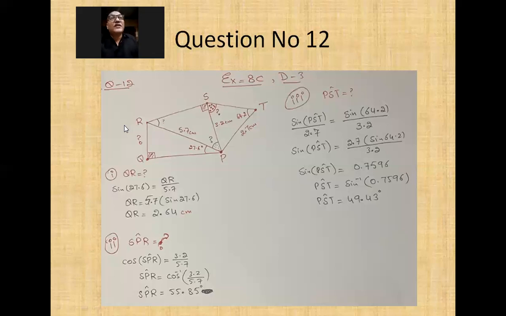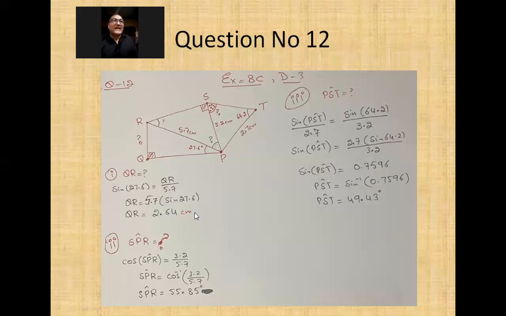So the ratio of the perpendicular and the hypotenuse is sin theta. So sin theta equals the perpendicular divided by the hypotenuse. Just put those values here. Sin 27.6 equals the perpendicular, which is QR, divided by the hypotenuse, that's 5.7. If you make QR alone, the 5.7 will go on the other side and multiply. So in your calculator, you will write 5.7 multiply sin 27.6. So QR will be equal to 2.64 centimeters.